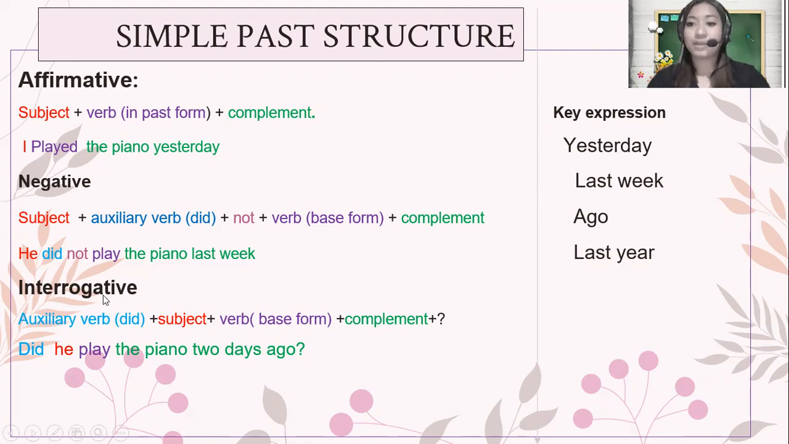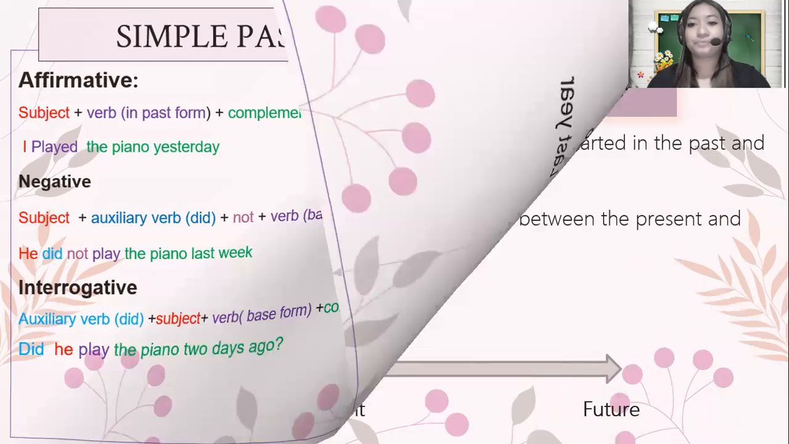In the interrogative form, it's going to be auxiliary verb did. If you look closely, the auxiliary verb is going to be at the beginning of the sentence, plus subject, plus verb in base form, plus complement, plus question mark. So here we have an example. Did he play the piano 2 days ago? Remember that intonation is super important.